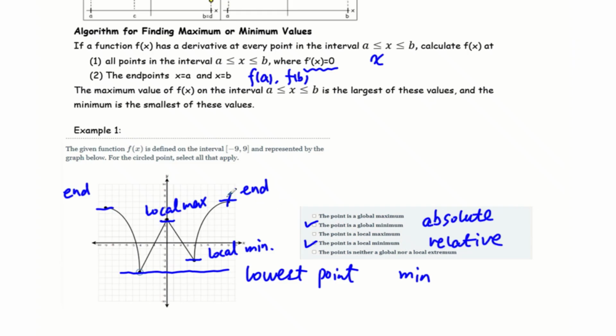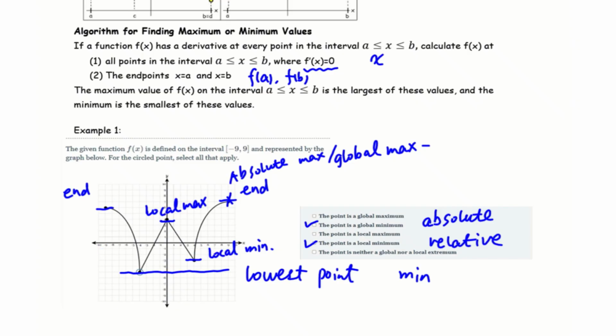And from here is the highest point for the whole graph, so we call it absolute maximum or global max. Sometimes it's a little bit confusing. We know that a global maximum is also a local maximum, so we could call this one a local maximum too. So that is how we find the local minimum and local maximum from a graph.